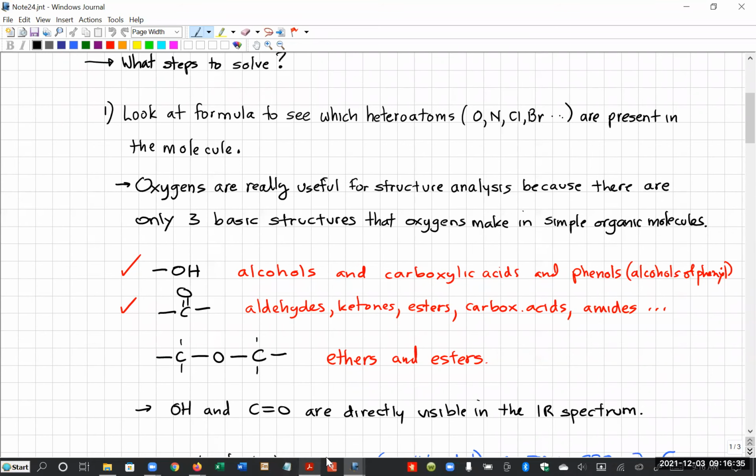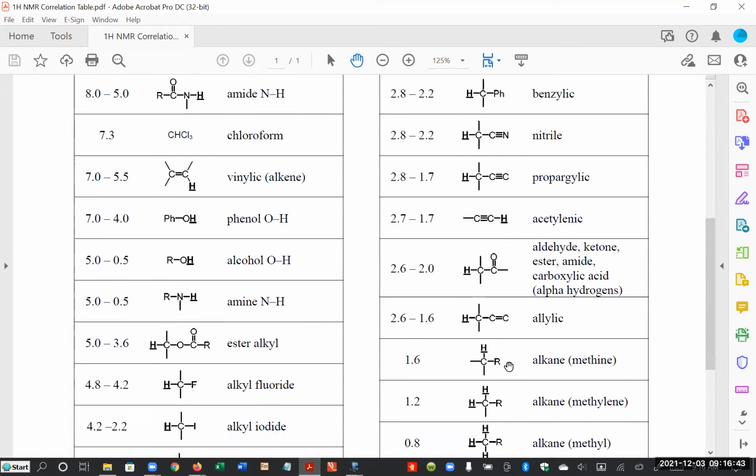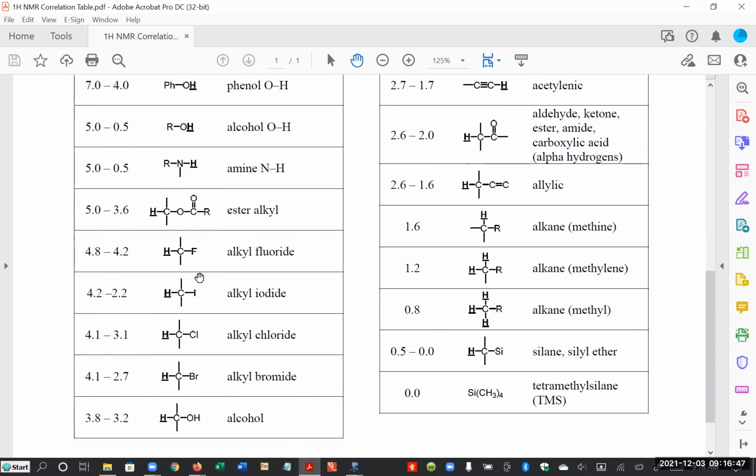one of the things that we see when we look at the NMR correlation table, I'm just going to show you down here. So let's look at this. When there's a hydrogen on a carbon, and that carbon is also attached to a chlorine, that hydrogen will absorb at a chemical shift between 4.1 and 3.1. When there's a hydrogen attached to a carbon, and that carbon's attached to an oxygen of, say, an alcohol, that hydrogen will absorb at a chemical shift between 3.8 and 3.2. And while it may not be completely obvious, this range of numbers and that range of numbers overlap.